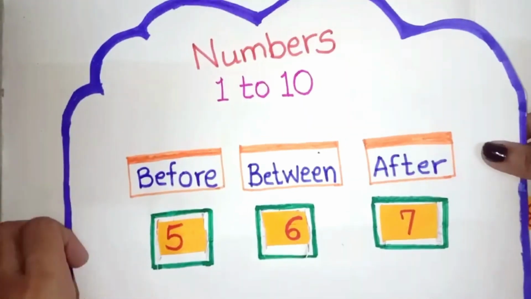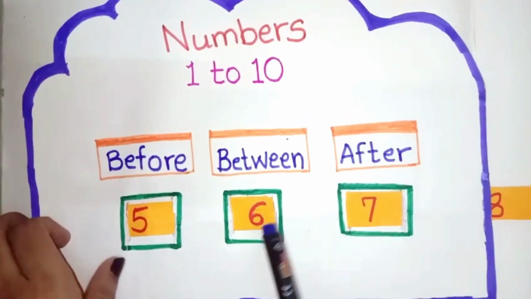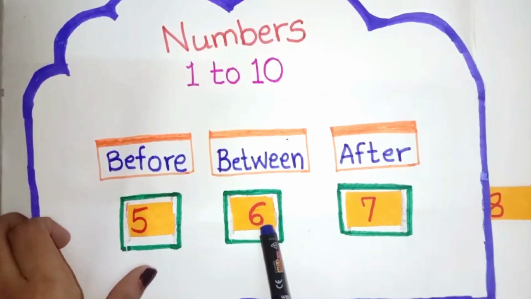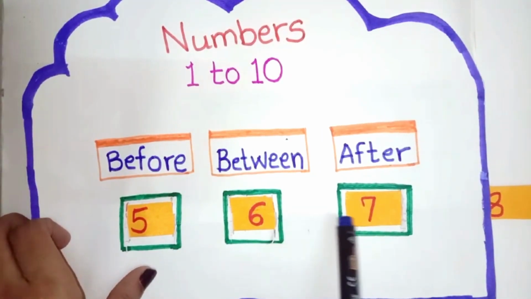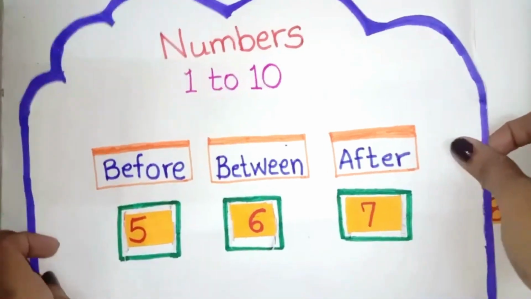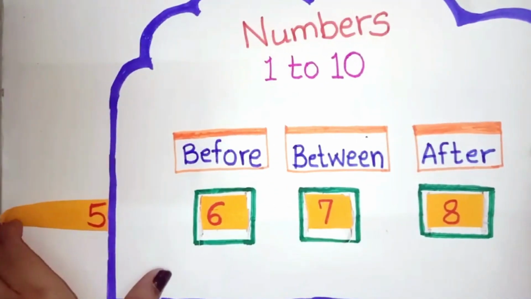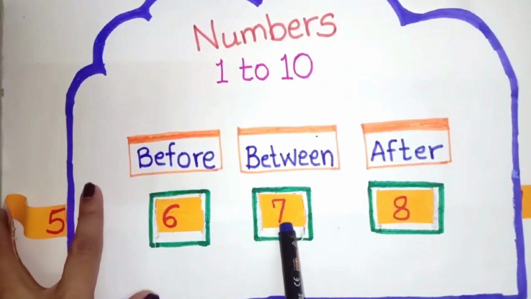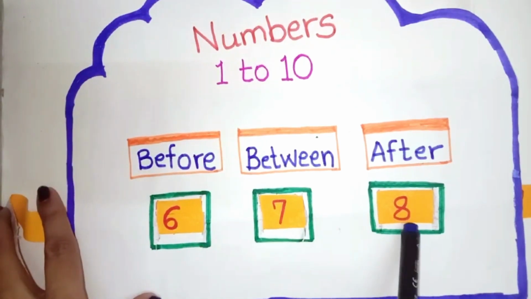Now tell me after numbers. Tell me which number is after 6? After 6 number is number 7. Now tell me which number is after 7? After 7 is number 8.